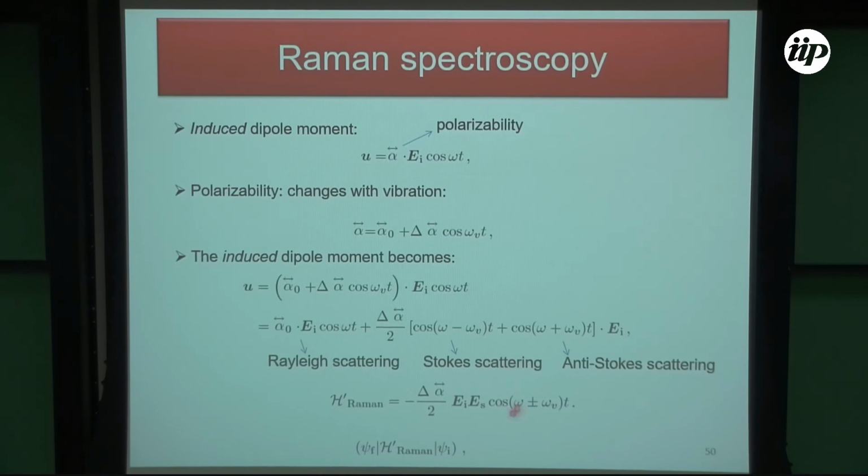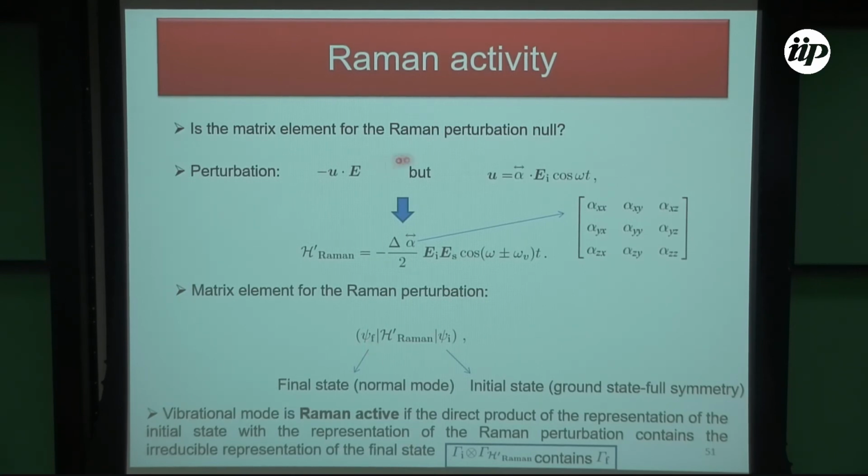And the Raman Hamiltonian, okay, is given by these terms here, which have omega plus or minus omega_v, and we have the incident and the scattered light, okay? And the point is, the perturbation is a dipole perturbation, right? And then we have this polarizability matrix. So the final state and the initial state: the final state gives the information about the normal mode, and the initial state gives the ground state with full symmetry, okay? And then, here's the thing: the vibrational mode is Raman active if the direct product of the representation of the initial state with the representation of the Raman perturbation contains the irreducible representation of the final state. So the final state must be contained here, okay?